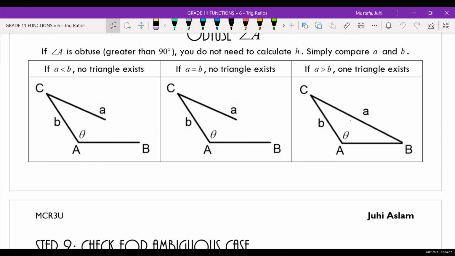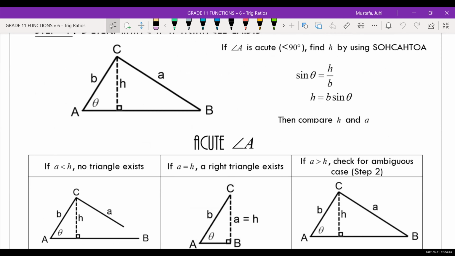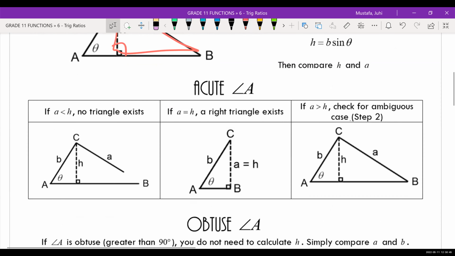If you have an acute triangle, then what you're going to do first is always calculate the height using just SOHCAHTOA. And then you're going to compare the height and side length A. Now, what you need to remember is once you've calculated the height, you're really looking at it in a right angle type of way. And you're going to remember that this is the hypotenuse, which always has to be the longest side. So when you compare the H and the A, if A is smaller than H, no triangle exists. If A and H are the same, a right angle triangle exists. And if A is greater than H, then that could potentially be the ambiguous case.